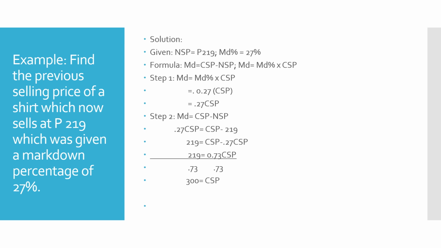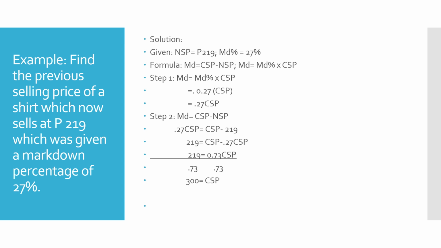So, 0.27 times current selling price is 0.27 current selling price. Now, proceed to step number 2 kasi meron tayong value for the markdown amount, which is 0.27 current selling price, is equal to the current selling price minus the new selling price, which is 219. So again, kailangan natin pagsamahin yung like terms. In this example, si negative 219, pag nilipat natin sa left side of the equation, magiging positive 219.